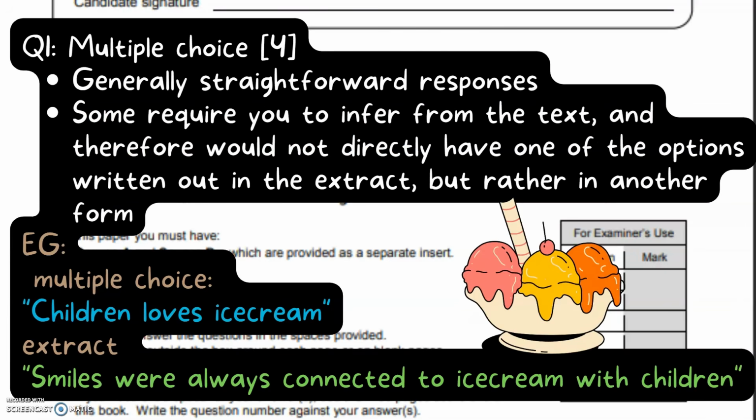So for the multiple choice question, this is generally quite straightforward. It will direct you to one of the sources, so make sure you're looking at the correct source, and some will require you to infer from the text, and therefore you would not directly have one of the options written out. So I've given you an example here. The multiple choice might say, children love ice cream, but the extract might say, smiles were always connected to ice cream with children. So you have to infer from that, it suggests that children love ice cream. So it's a bit more in-depth than the Paper 1 multiple choice question.